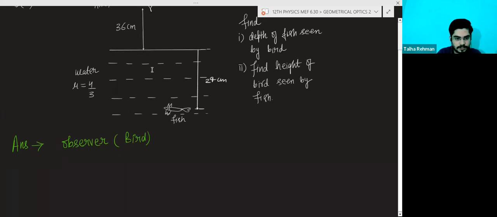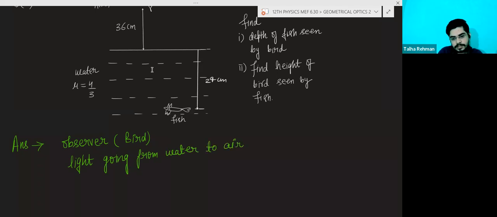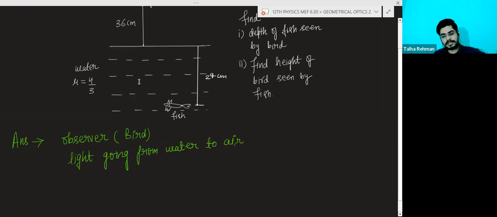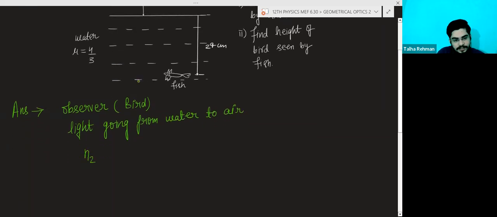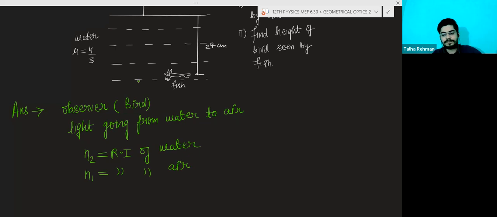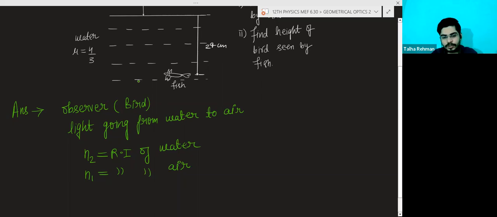So you will say light going from water to air. If light is going from water to air, then N2 you will take the refractive index of water, and N1 you will take the refractive index of air. Earlier also I have told you, N2 we will take the refractive index of the medium from where the light is going, and N1 we will take the refractive index of the medium in which the light is going.